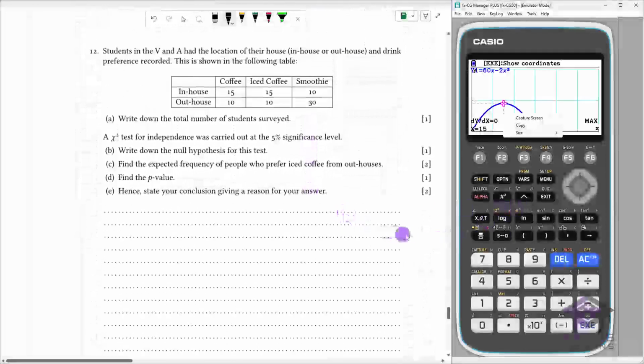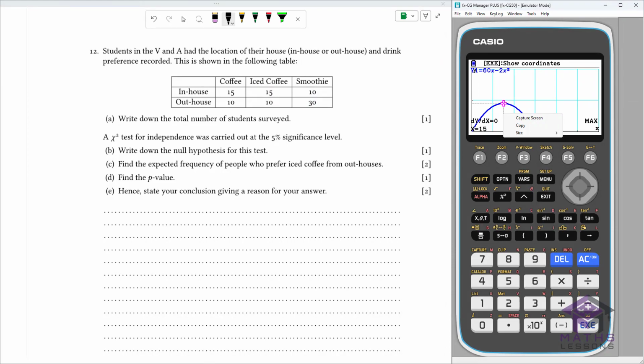Right, we're going to do a chi-squared test for independence. We want to write down the total number of students surveyed. So we're just going to add 15 and 15 and 10 and 10 and 10 and 30, and we get 90. Nice and easy. Everybody got that right.